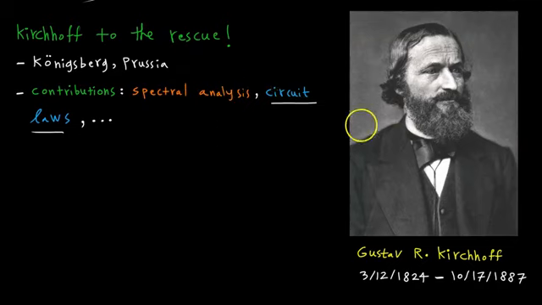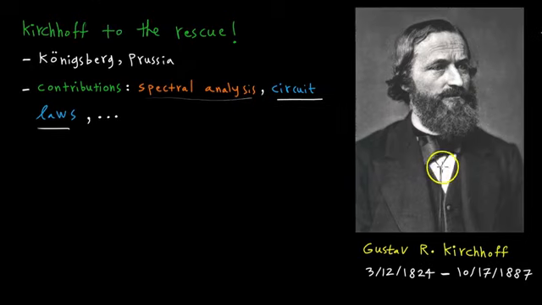So who is Kirchhoff? Gustav Robert Kirchhoff was born in Königsberg, Prussia on March 12, 1824, and unfortunately he passed away on October 17, 1887. This man contributed to physics as well as electrical engineering. He contributed in terms of spectral analysis, and what is important for us in this lecture series is circuit analysis, or circuit laws that will help us perform circuit analysis.